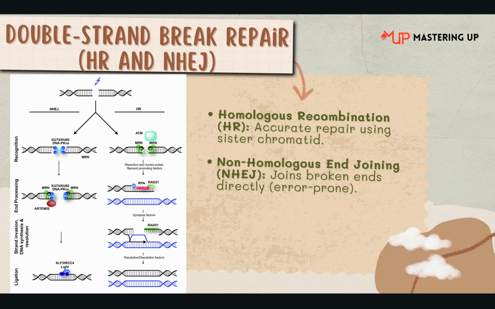So these are the two types of repair mechanisms which occur during a double strand break, which is a very dangerous form of DNA damage. One is homologous recombination and the other is non-homologous end joining, which is prone to error. So these are some of the mechanisms through which DNA repair occurs.